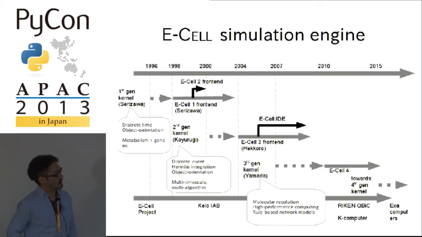And now we are working on this third generation kernel called Yamada. And as I showed in the movies, we are working on molecular resolution simulations. To make this possible, we need to deploy our software on supercomputers. So we have some focus on high performance computing.